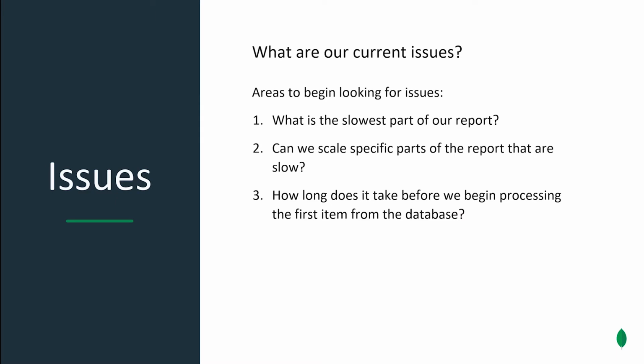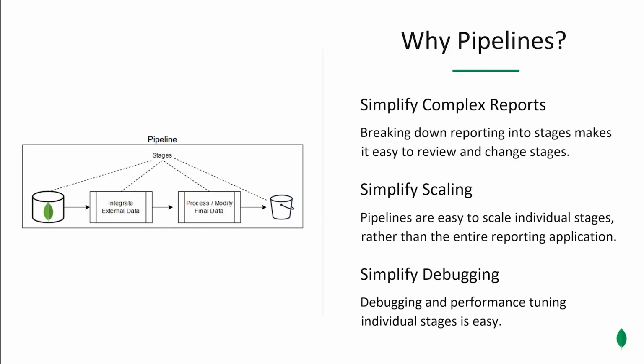So first, we want to identify what's the slowest part of our report. And once we do, is it even possible for us to scale up that piece? And how long does it take for us to begin processing our first records? Are we working on them right away? As we saw, we know that we're putting them in a variable before we begin doing any modifications. Can we somehow change that? So in order to accomplish these, we have to look at something called pipelines.